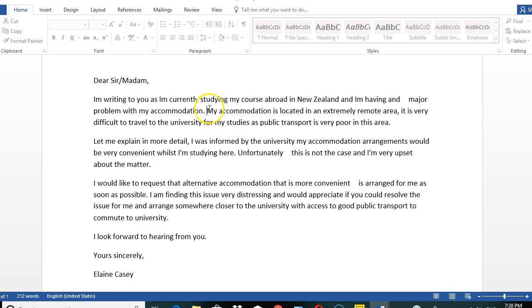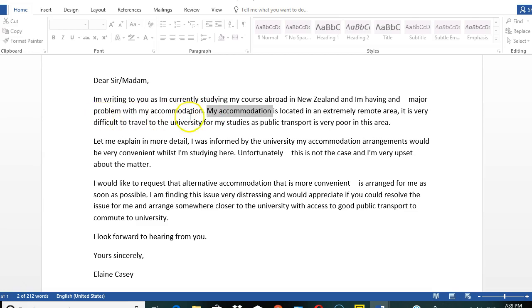Okay. And then you go, my accommodation is located. Make sure you avoid situations like this. If you have my accommodation at the end of this sentence and again my accommodation at the beginning of the next one, this is bad style. You have to make sure that you don't have repeats like this. You can say, it is located in an extremely remote area, and this it in here would point directly to the previous noun mentioned. This is a basic, very basic reference word.